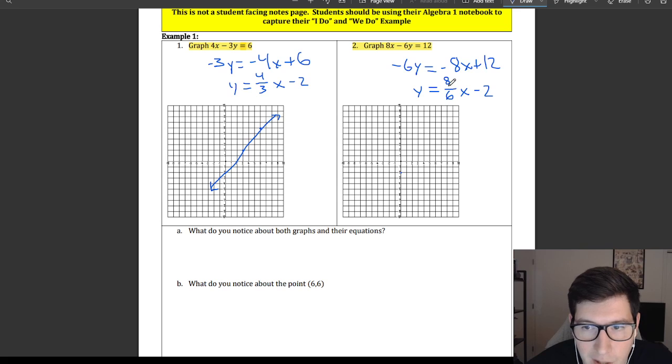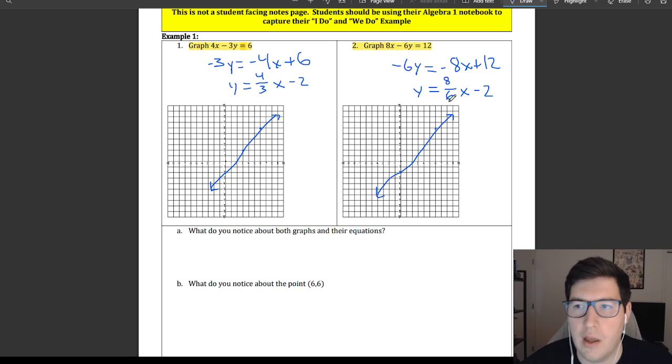And now I need to go up 8 and over 6. So I'm going to go 1, 2, 3, 4, 5, 6, 7, 8. And then 1, 2, 3, 4, 5, and 6. And it's going to go there. And so with those 2 points, I'm going to make my line. And so we should have something that looks like this.